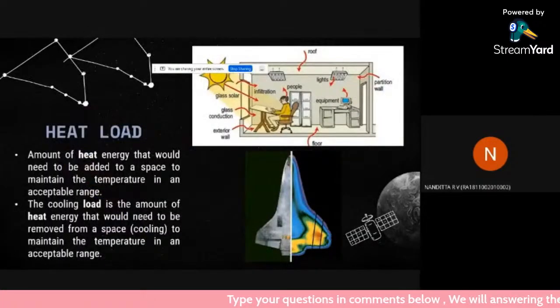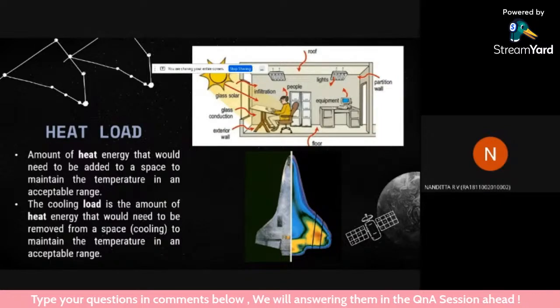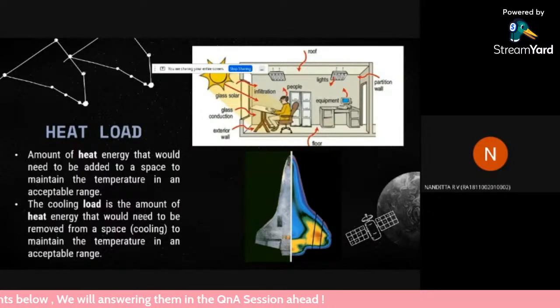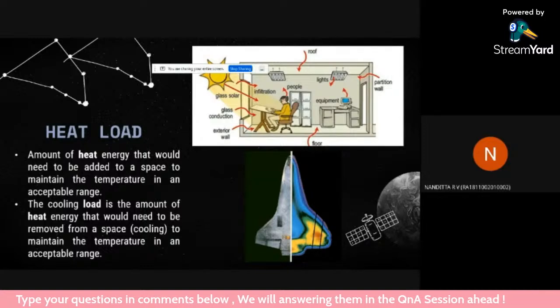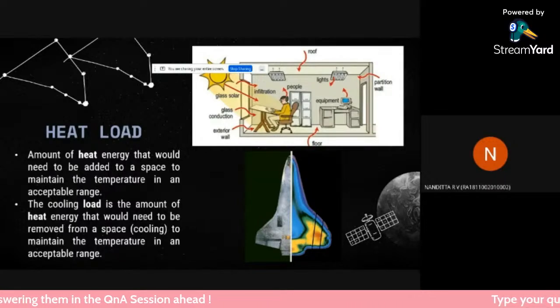What is heat load? Heat load is the amount of heat energy that we would need to add to maintain the temperature in an acceptable range. For example, in certain conditions, we would require a lower temperature. So we would be adding heat energy or cooling energy. It depends upon the application. The cooling load is the amount of heat energy that would be needed to remove the existing heat in order to cool the particular place.